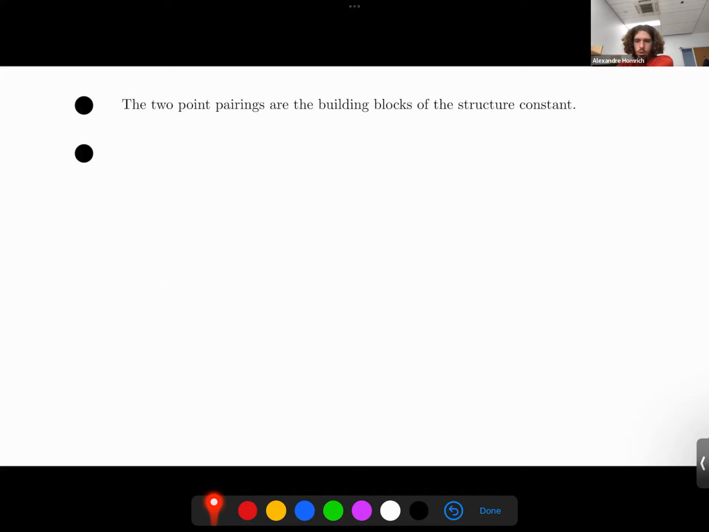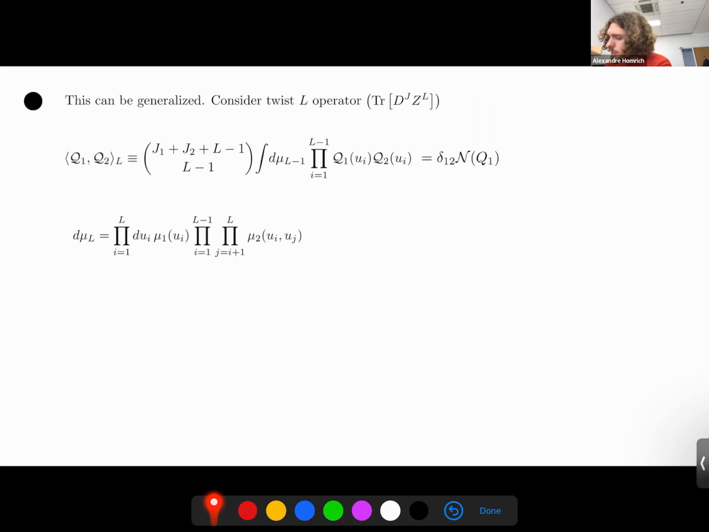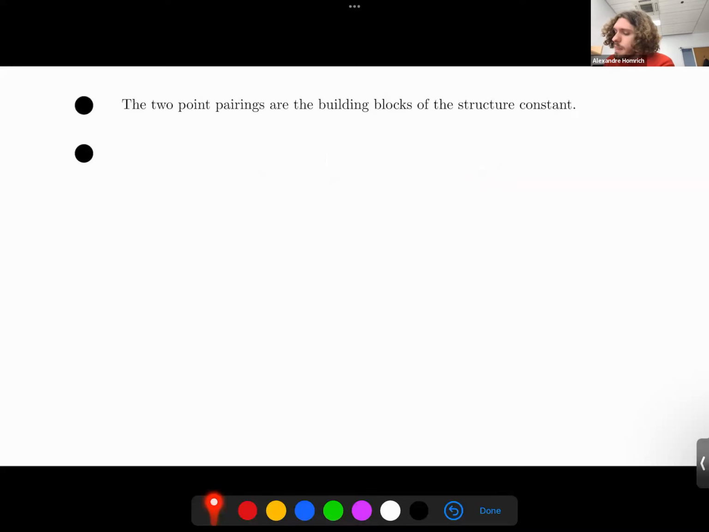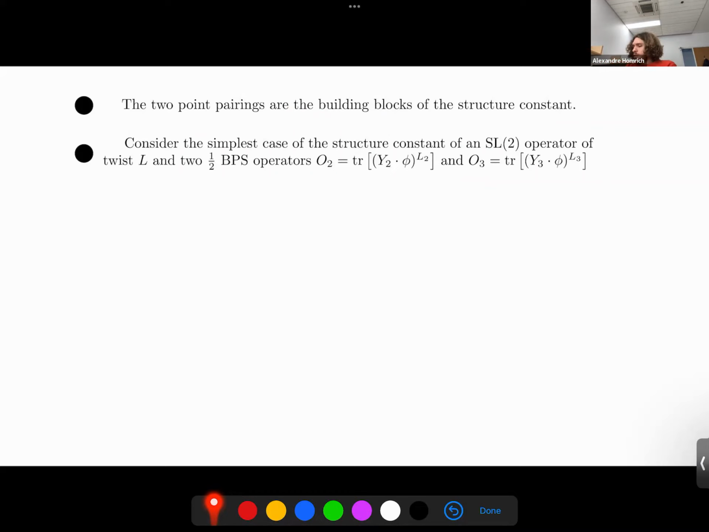So the reason to discuss these 2-point pairings, which I remind you, once again, are not bilinears, but functionals that take 2 Qs. If they are different states, it's 0, otherwise it's a normalization. And these 2-point pairings are the building blocks for the structure constant. Now, let's describe what structure constant I'm talking about. Let's consider the simplest case of a structure constant of an operator in the SL2 sector with twist L and 2 half BPS operators, O2 and O3.